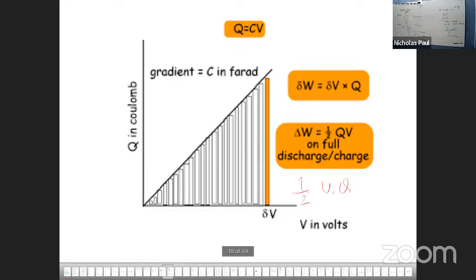There's another proof as well using integration. You can see how we can bring in integration here under the graph, but I won't do that version. I'll do the simple version. So the area under the charge versus voltage graph is your energy stored.